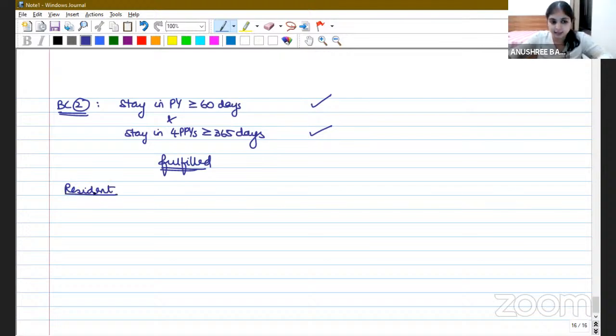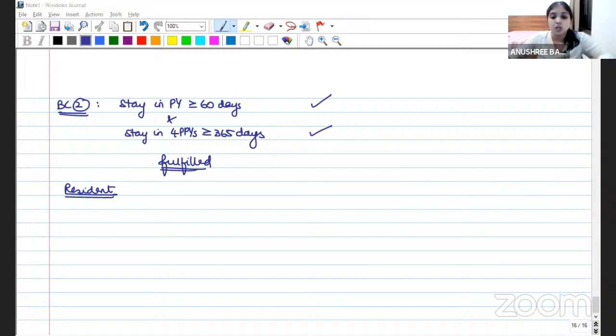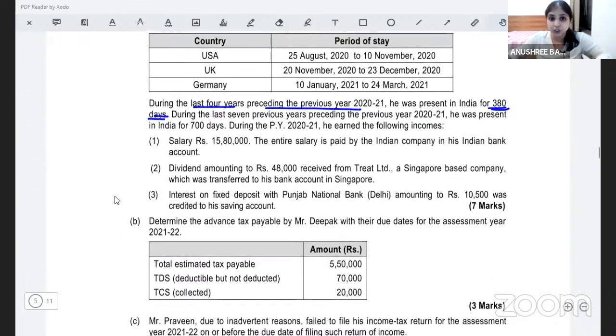My assessee is a resident. Once we conclude the assessee is a resident, we also check whether additional conditions are fulfilled or not, right? And we have 2 additional conditions. Additional condition number 1, assessee should be a resident in 2 out of 10 preceding previous years.